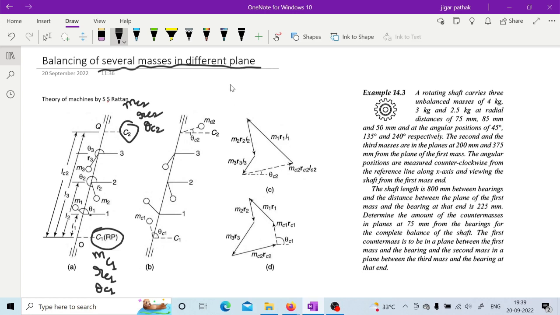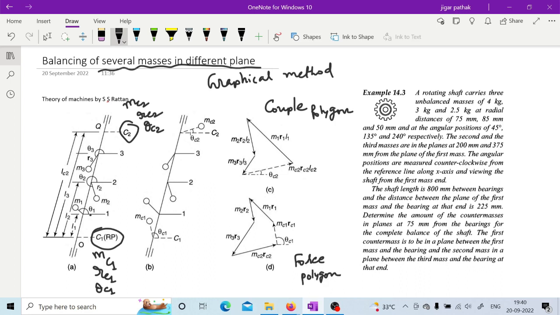So here also, if we first see the graphical method, then it is easy, right? In the graphical method, as you can see, you will have a force polygon as well as a couple polygon. In the couple polygon the distance is also there, and in the force polygon only the product of m and r is there, which we have seen earlier also.